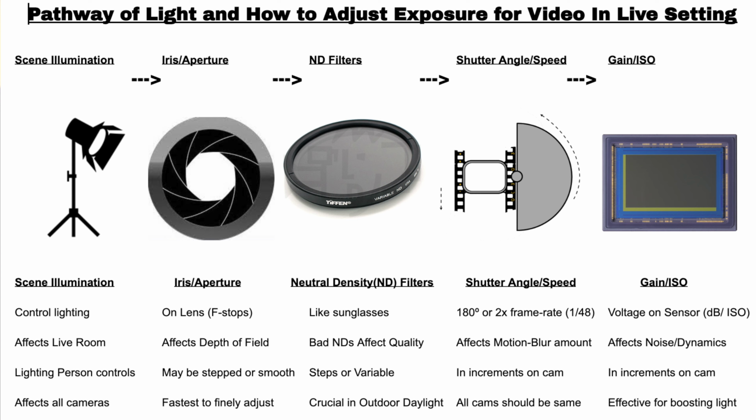So first of all is our scene illumination. This is our lighting guy sets this. Now the upside of this, or where we want to use this, is if all our cameras are all set the same and we have the same exposure but they're all a little too dark or they're all a little too light, or if certain areas of our stage might be too light or dark. So this also affects the live room as well.